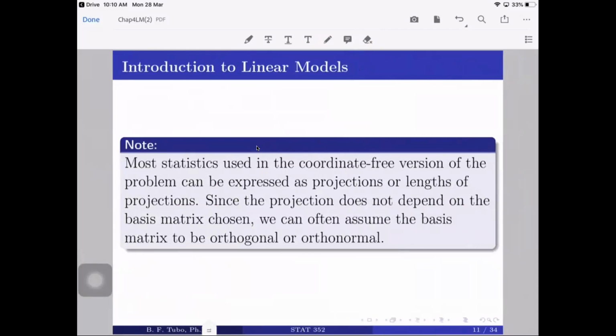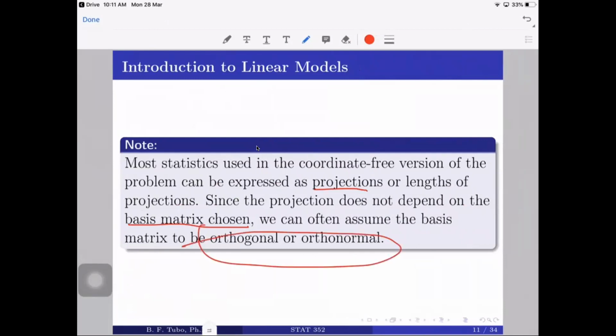So most statistics used in the coordinate free version of the problem can be expressed as projections or lengths of projections. Since the projection does not depend on the basis matrix used or chosen, we can often assume that basis matrix to be orthogonal and orthonormal. So if we assume this, then the projection simplifies, because X'X will just be the identity. So the projection XX' will be equal to the projection.